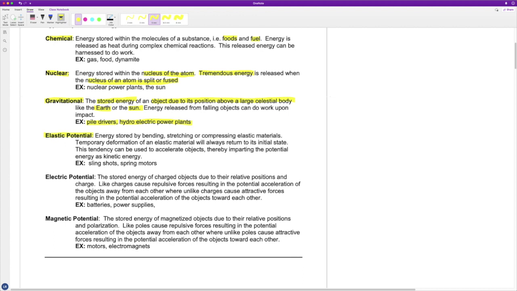Elastic potential energy is stored by bending, stretching, or compressing elastic materials. So like a slingshot or a shock absorber, these are all examples of elastic potential energy. And these are temporary deformations of the elastic material. What I mean by temporary deformation is you bend the material, but it bends back to normal, to its initial state. So slingshots, spring motors, even a slinky.